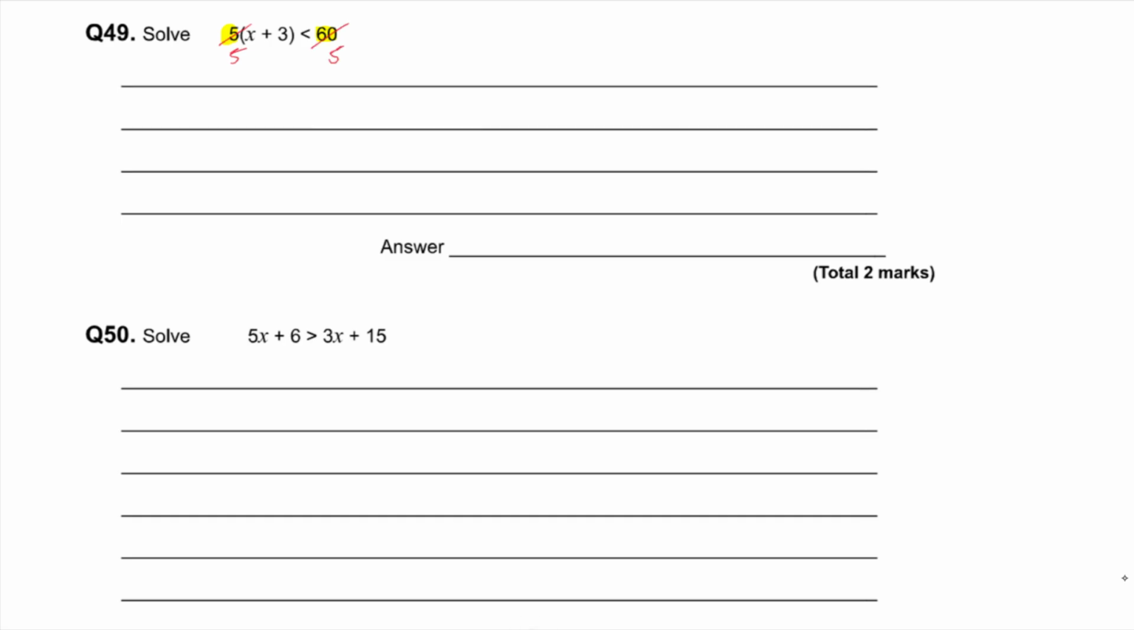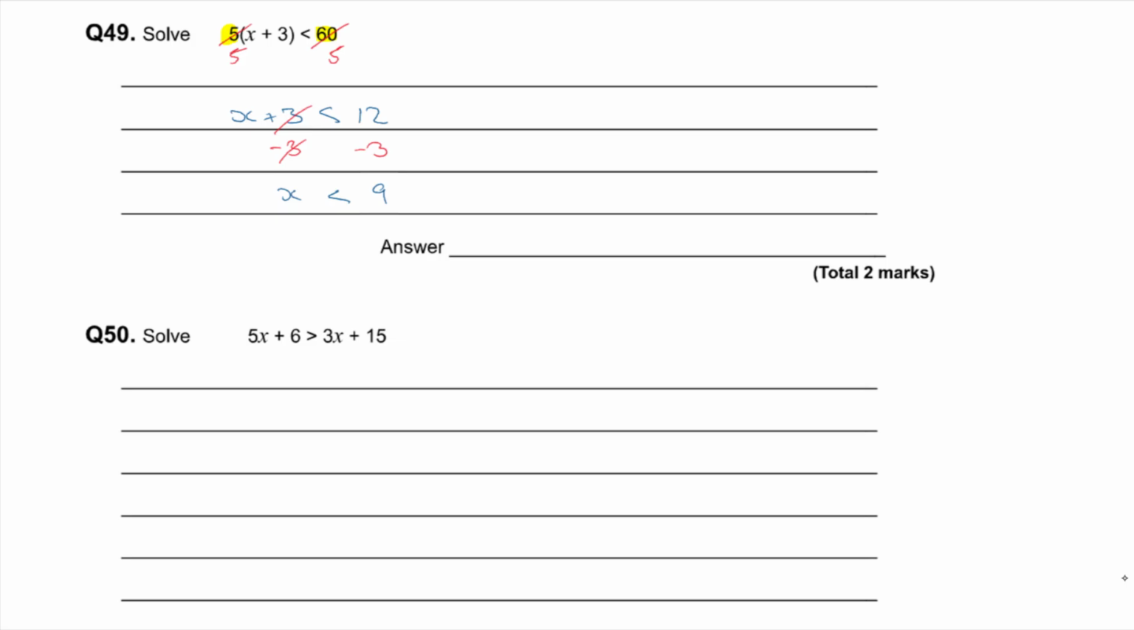that's going to give me x plus 3 on the left, and that is less than 5 into 60, which is 12. And then subtracting 3 from both sides, they'll cancel, and that will leave you with x is less than 9. Now if you do multiply out the brackets, you'll still get the same answer. It'll just take you longer because there's more steps.